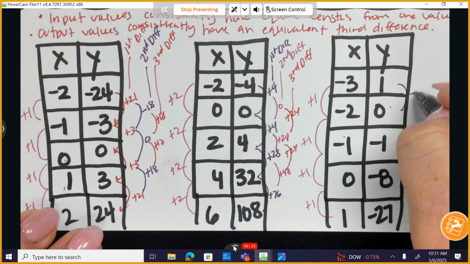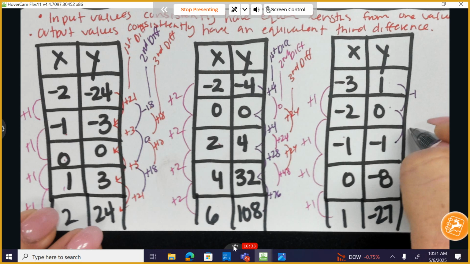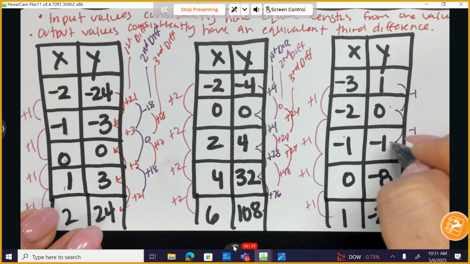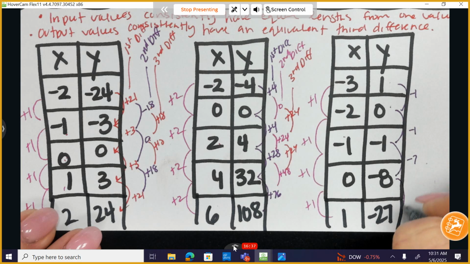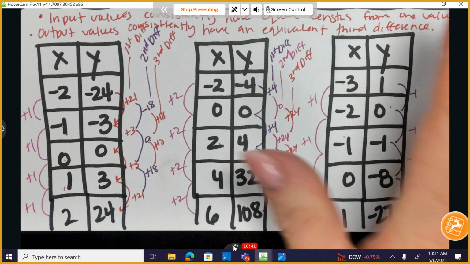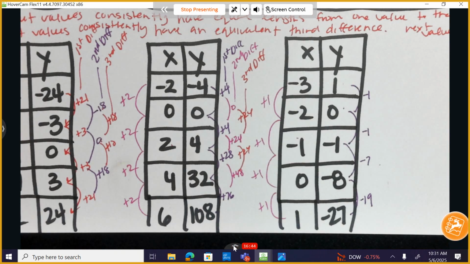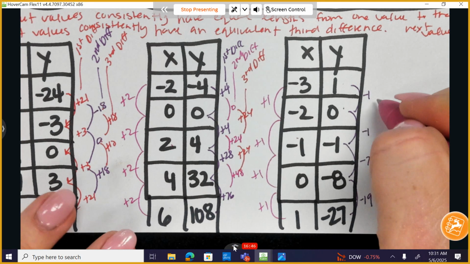I have to go down 1, down 1, down 7, oh my goodness, and down 19. So the first difference, not the same. I'm going to move this to the side. This looks complicated.